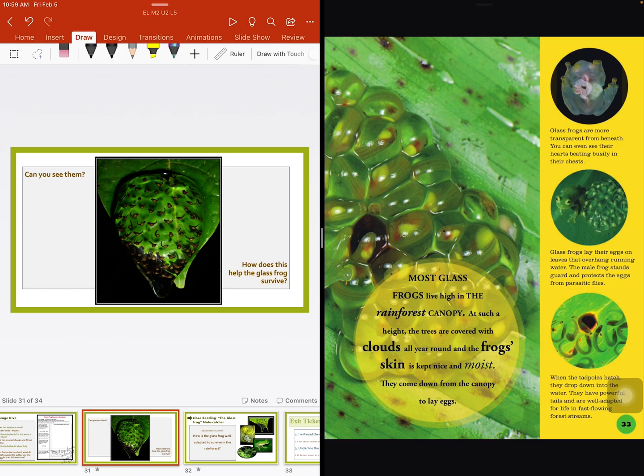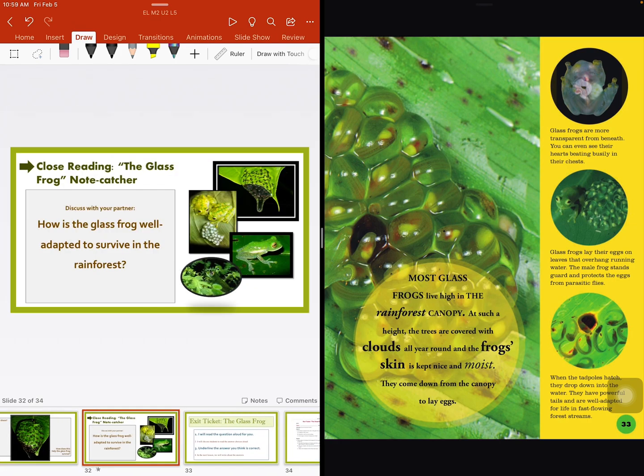Can you see them? Look at that. That's all those little tadpoles, the glass frog tadpoles. How does this help the glass frog survive? Well, when I look at that, it almost looks like a raindrop, doesn't it? So the predators would just go by it thinking that's a raindrop, and they would not disturb the tadpoles. So the tadpoles have a better chance of hatching without a predator eating them. Okay, so discuss, how is the glass frog well adapted to survive in the rainforest? Well, think about where they live. They live up in the canopy, right? And then they are transparent, so they're easily hidden from predators.